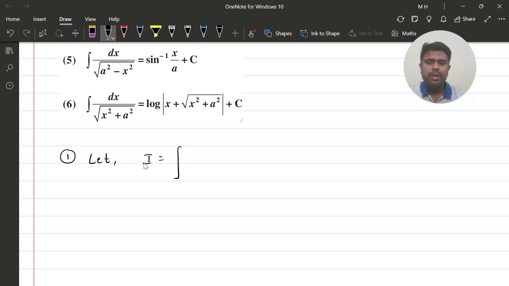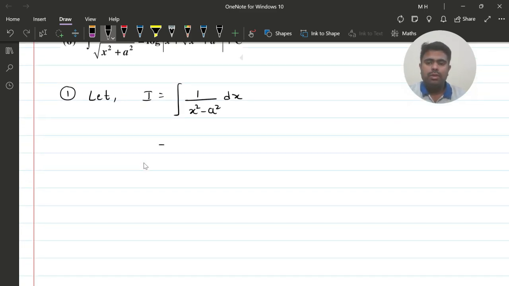So let I be equal to the integral of 1 by x square minus a square dx. Now, is the denominator in the form of a square minus b square? Yes. A square minus b square can be written as what? A plus b into a minus b.